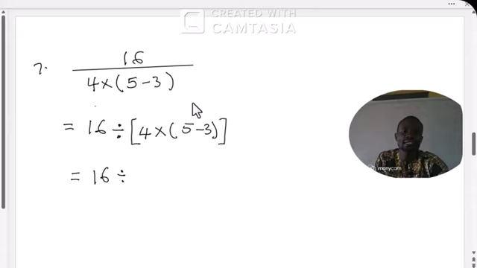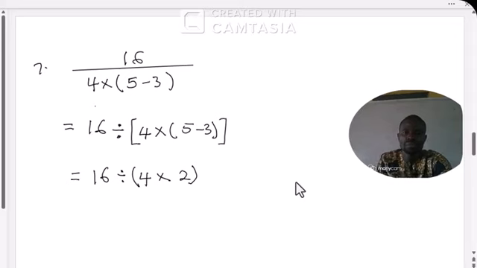So let's remove this small one. We have the big bracket, and we have the small one here. We are removing the small one. The operation inside that one is subtraction. So it's going to be 4 times, so 5 minus 3, that will give us 2.